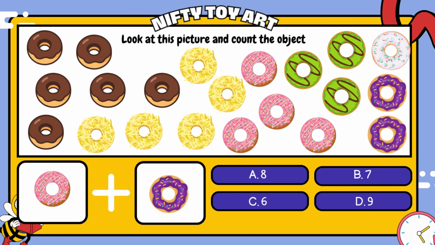I want to take all the strawberry donut plus the blueberry donut. So what is the total number of donuts? That's right, 6 donuts.